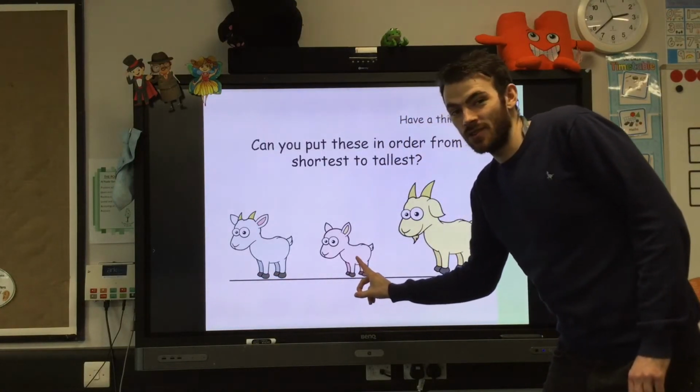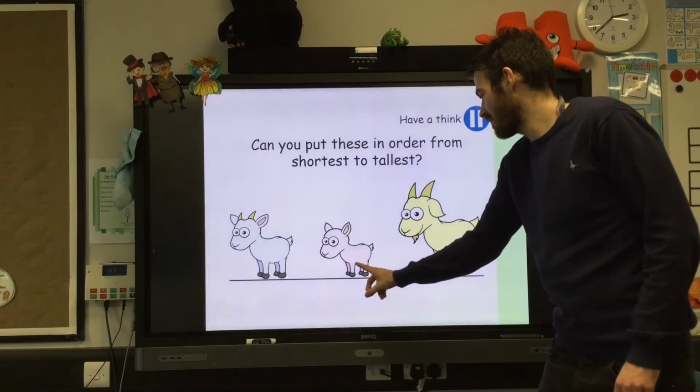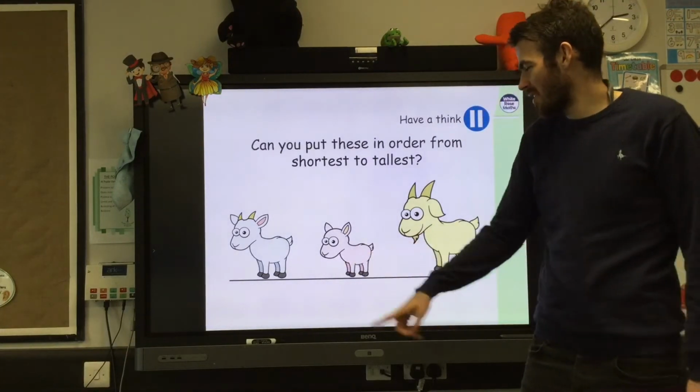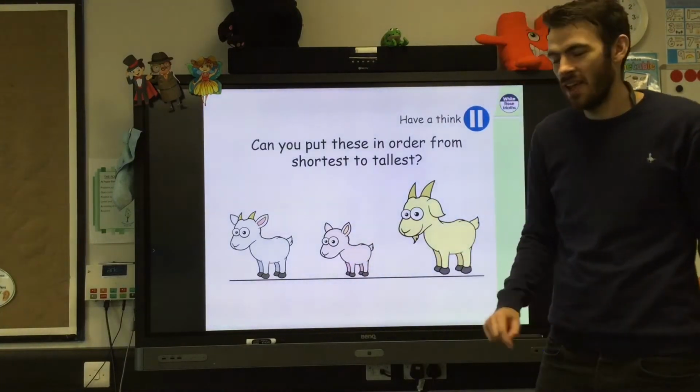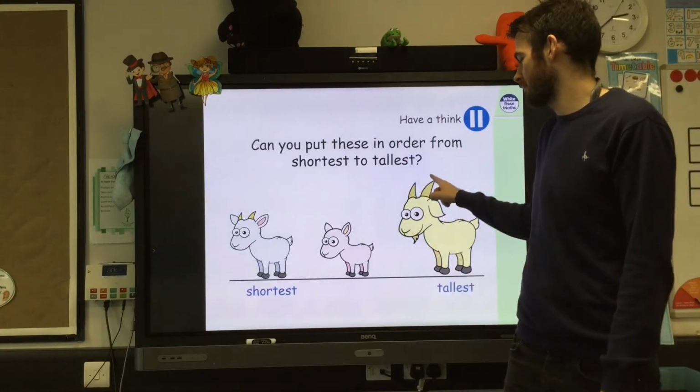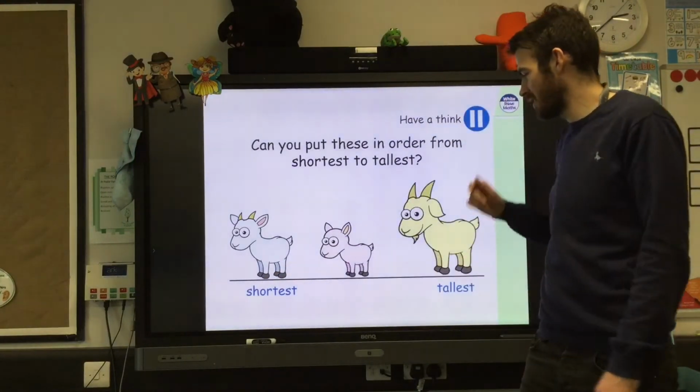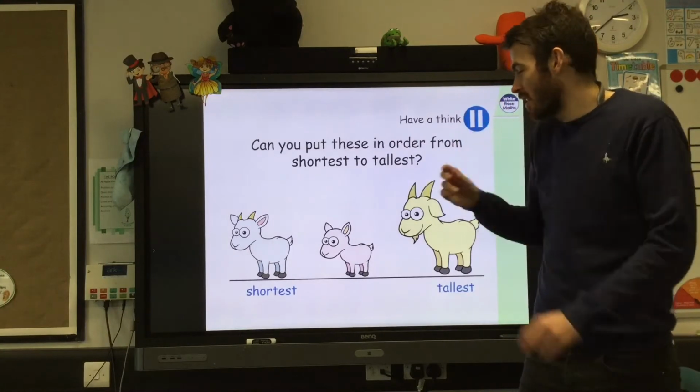Do you think that's the shortest? Okay, let's check. Yes, it is shorter than that one. So this is the shortest goat. So we've got shortest at this end, tallest at this end. We're going to have to reshuffle them.